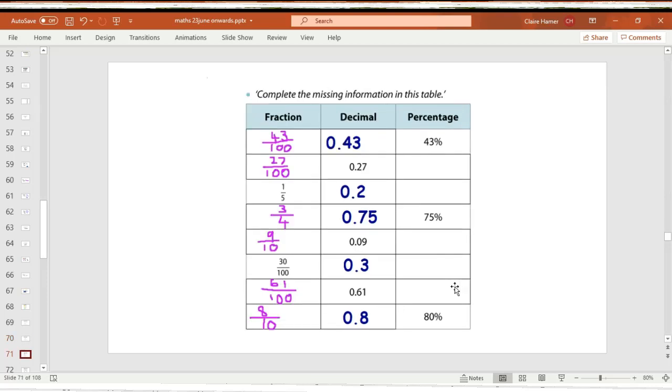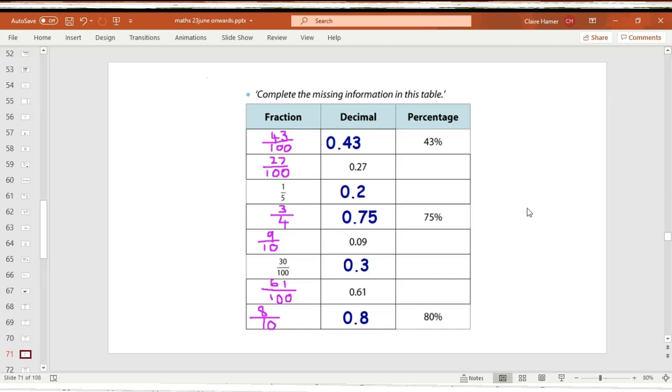So on the decimals, if I didn't recognise it as a key fact, I just popped it on top of 100. So 0.43 equals 43 hundredths. 0.27, that's not a key fact of mine, so I just put 27 hundredths. But 0.8 is a key fact. I know that's tenths, so I chose 8 tenths. Could have also chosen 4/5.